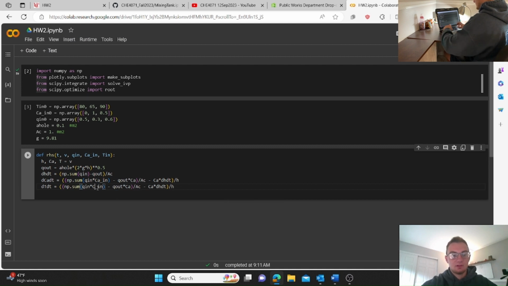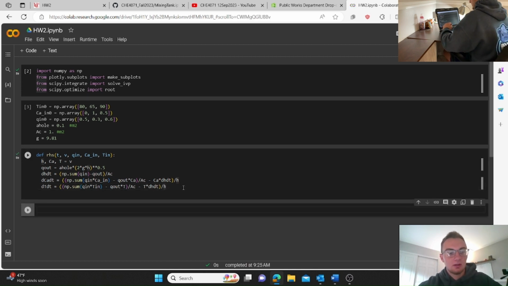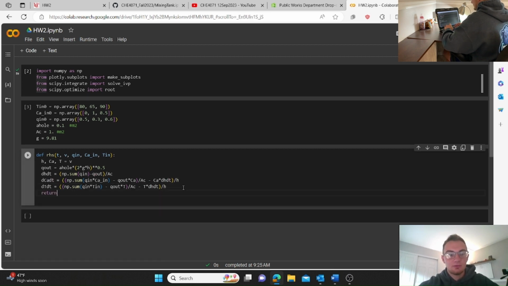So we have temperature going in, temperature, and I just put an underscore here, and T here as well. Okay, so now what we need to do here is return our right-hand side. So we want the height, concentration, and the temperature. And I'm going to return them in the order that I have unpacked our vector of dependent variables, obviously, so that we're getting the right values.